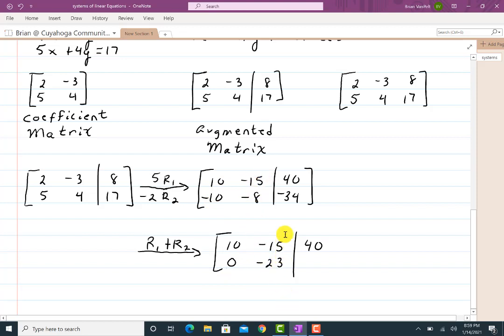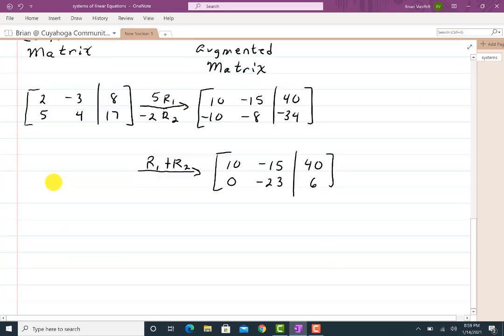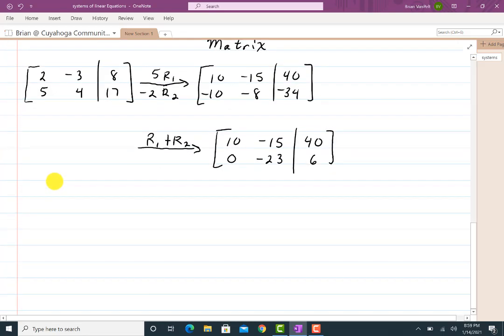And then finally 40 minus 34 will give me 6. Now I have the answer for y right now, but it's not quite what I want just yet. Now you can make life a little bit easier on yourself too. Like here, if computations necessitated it, I think that I would divide this row by 5 because it'll make the numbers smaller. So that's what I'm going to do.